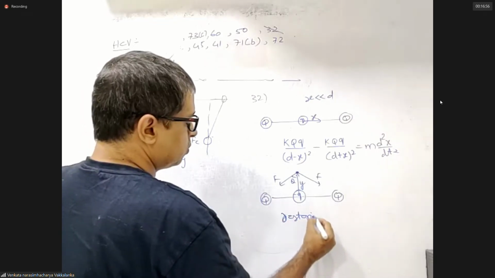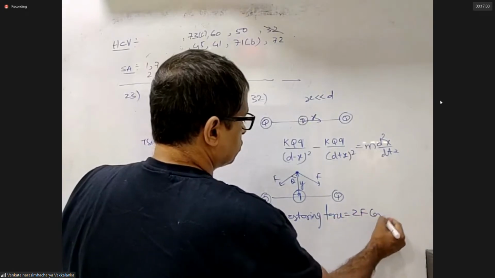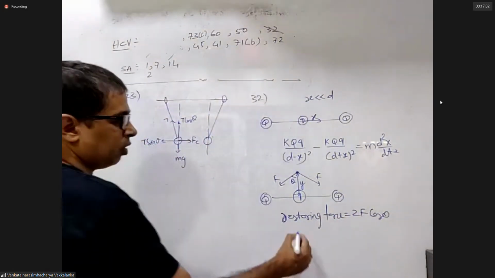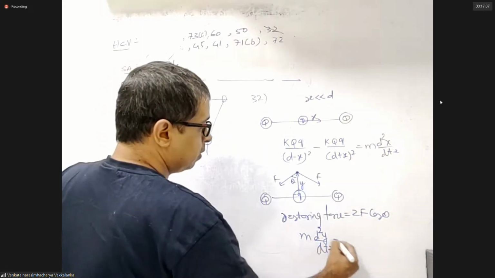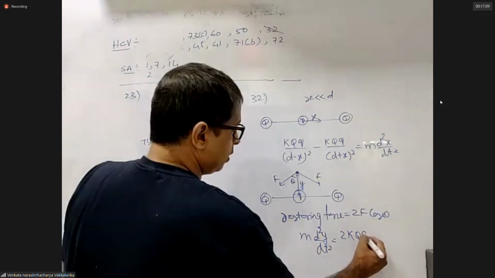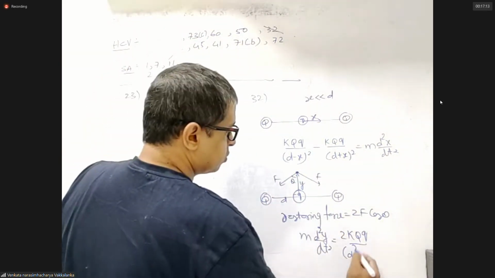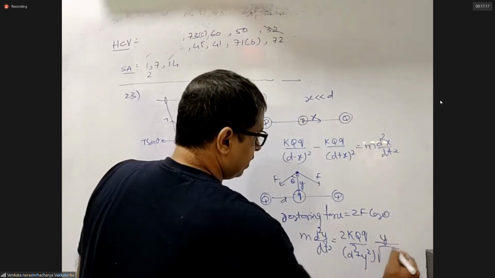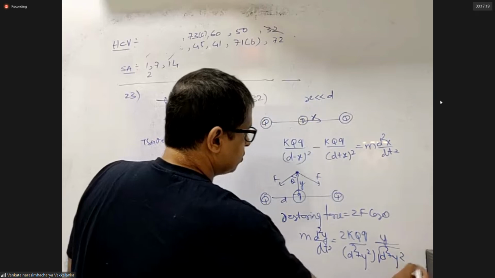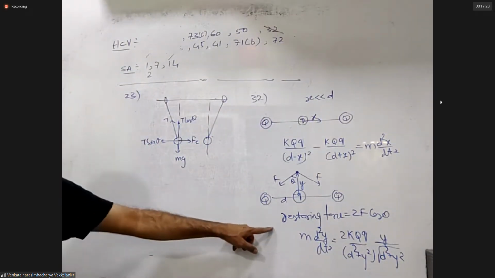Restoring force is 2F cos theta. Substitute F and cos theta, equated to m d2y by dt square. You get K capital Q small q by this distance whole square, d square plus y square. Cos theta will be y divided by root over of d square plus y square. We have done this in gravitation.